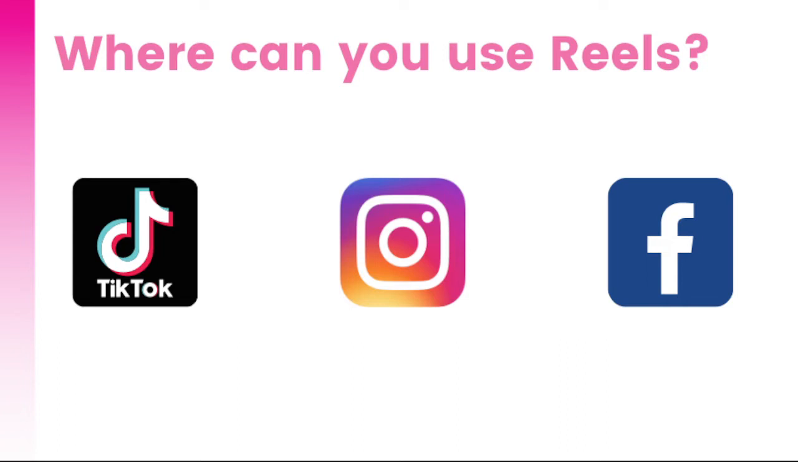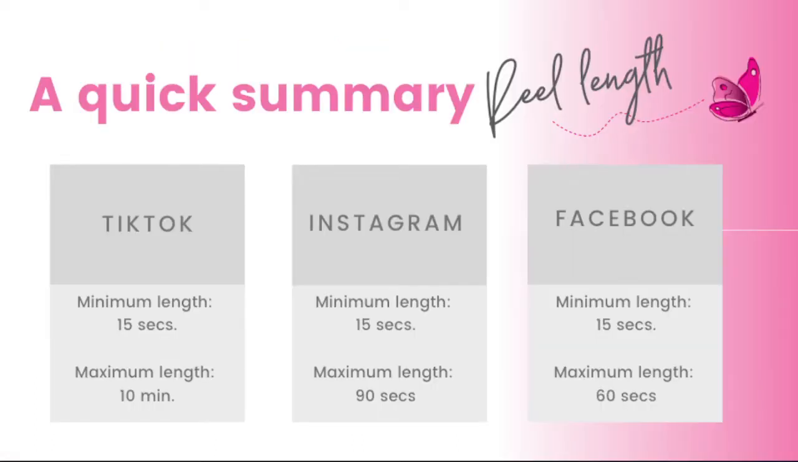In terms of reels and how they work, unfortunately, there's not a lot of consistency between the platforms, even Instagram and Facebook, which are both owned by Meta, don't have that same consistency and timing. So on TikTok, the minimum length is 15 seconds and the maximum length is 10 minutes. On Instagram, it's a minimum of 15 seconds and a maximum of 90 seconds. On Facebook, same minimum length, but currently a maximum of 60. So it's important to know that there are some variations.